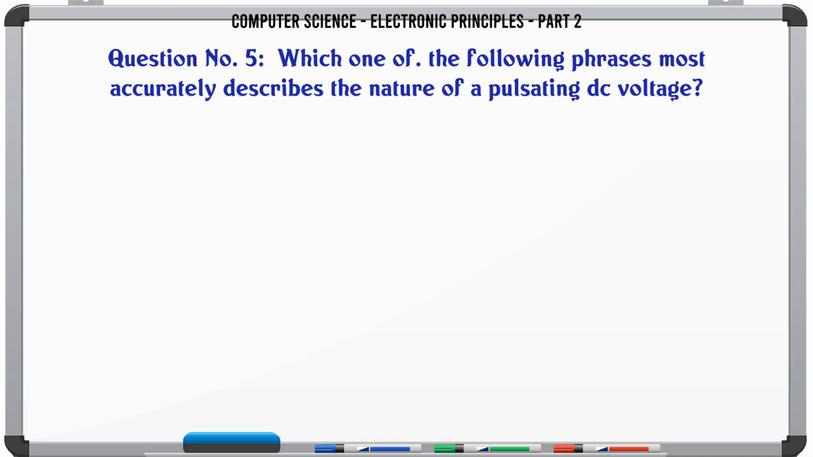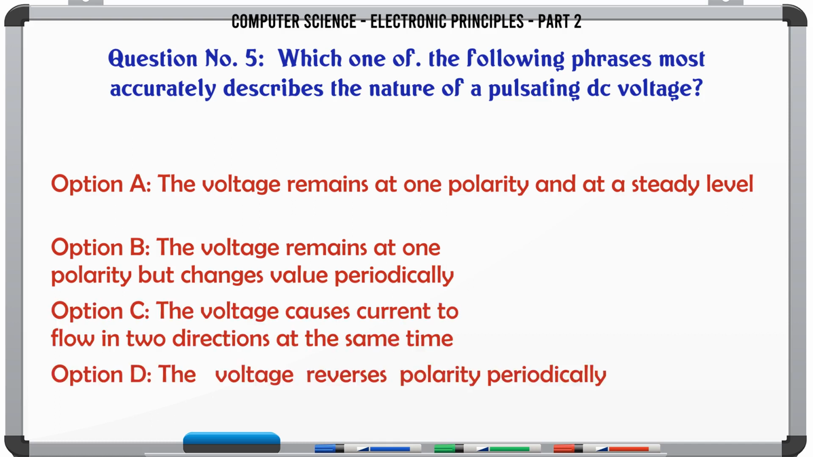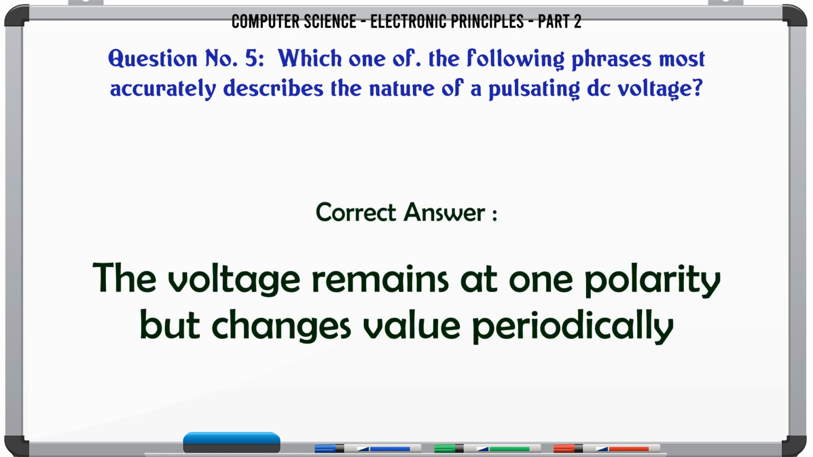Which one of the following phrases most accurately describes the nature of a pulsating DC voltage? A. The voltage remains at one polarity and at a steady level. B. The voltage remains at one polarity but changes value periodically. C. The voltage causes current to flow in two directions at the same time. D. The voltage reverses polarity periodically. The correct answer is the voltage remains at one polarity but changes value periodically.